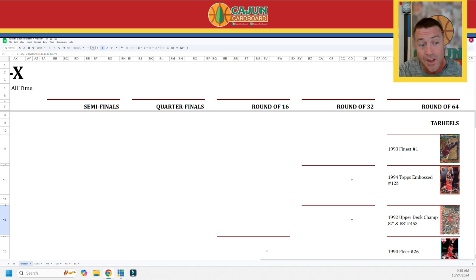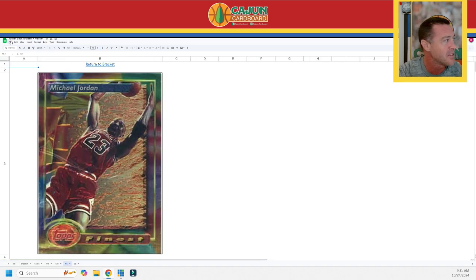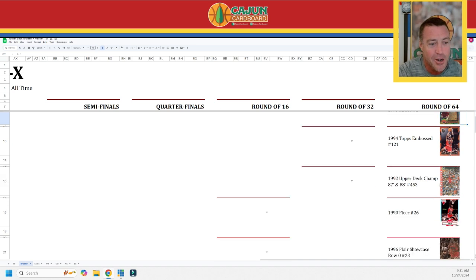93 Finest versus 94 Topps Embossed. I think I know who's going to come out of that one, as long as we don't have a green copy of the 93 Finest. Okay, so that's a good-looking copy right there. Not bad. No greening. 92 Upper Deck Champ versus 90 Fleer.